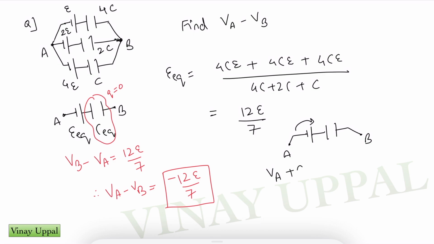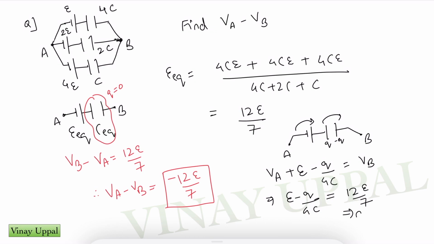VA plus E, and let's say the charge here is Q. So potential will drop by Q by C, so E minus Q by 4C should be equal to VB, and I already know what VB minus VA is. So I have E minus Q by 4C equal to 12E by 7, and thus you will get your charge on the 4C capacitor as minus 20 CE by 7.